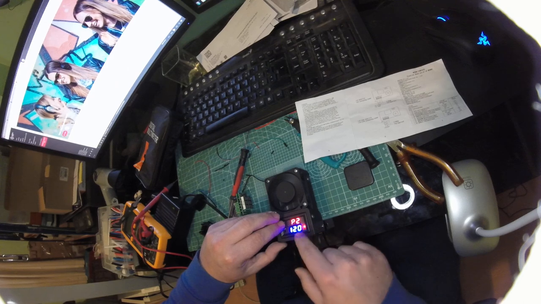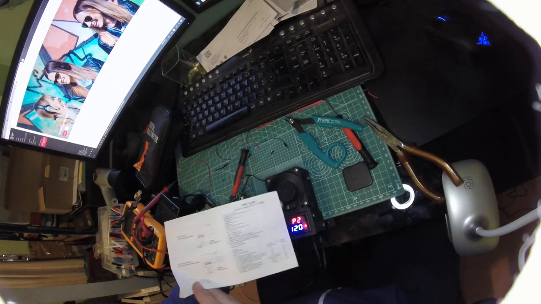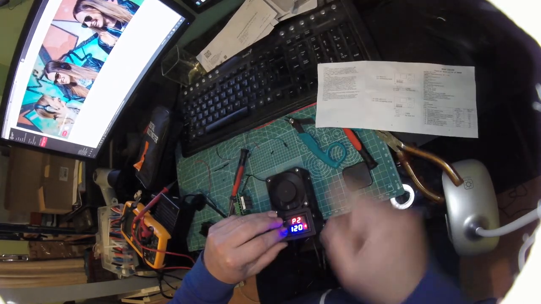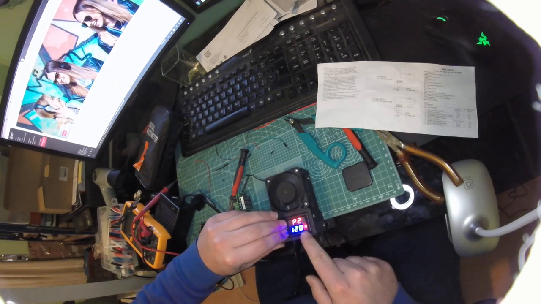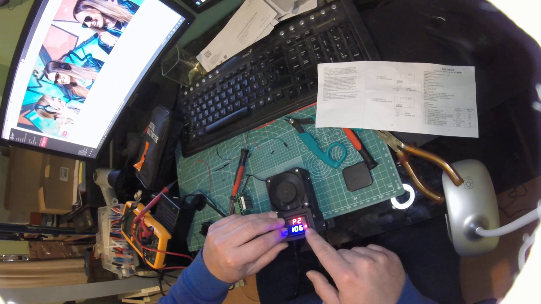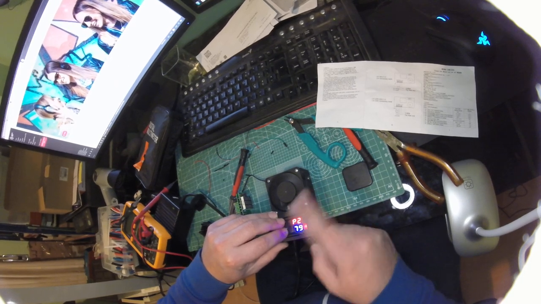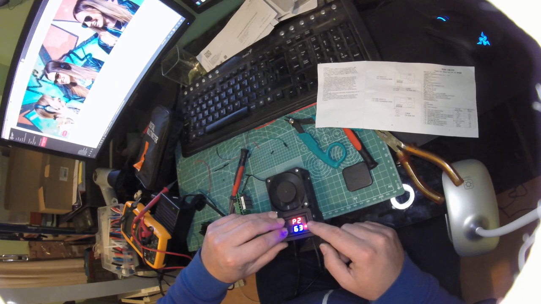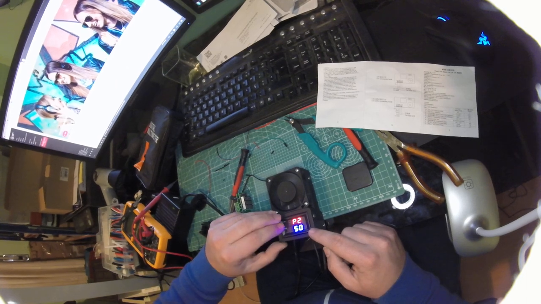P2 is the maximum limit, and it's set at 120. I'm going to set mine at 50 degrees because I want it to power off if anything goes above 50 degrees, because this casing cannot take more than 50 degrees. So I'll just set it up to 50, and it's set.